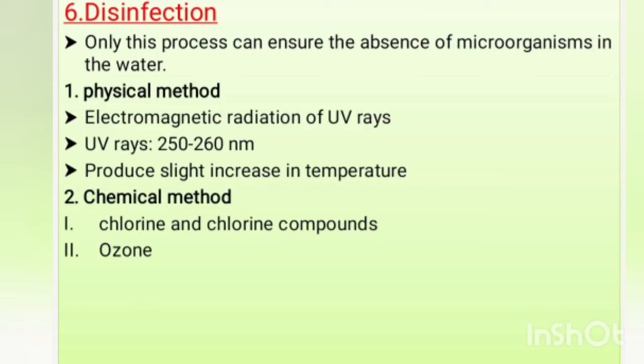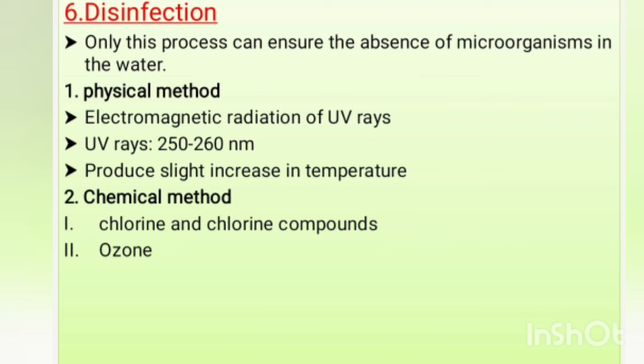Disinfection. It is the last step in the water purification process. Only this process can ensure the absence of microorganisms in the water. There are two disinfection methods: physical disinfection and chemical disinfection. In the physical method, electromagnetic radiation of ultraviolet rays is used, and its wavelength is about 250 to 260 nanometers. It is a highly efficient method and the most commonly used method.